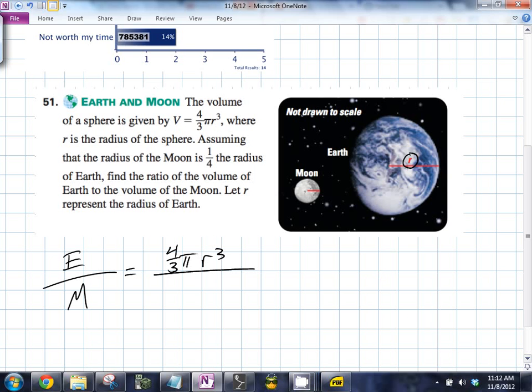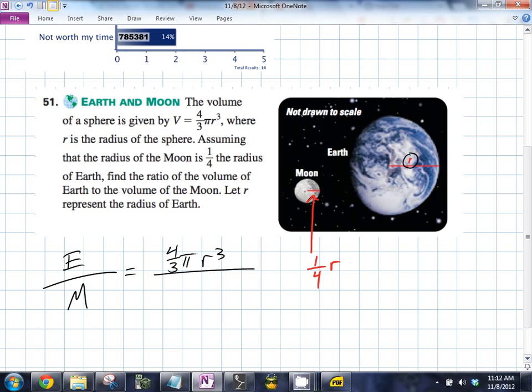Oh wait, are you doing the Earth thing? We just did the Earth. We just said it right there. Oh, okay. We don't know what it is, so you keep it in r. So if that one's r, what's the radius of the moon? 1/4 what? R. If the radius of the Earth is r, which it says right there, what's the radius of the moon going to be? 1/4 r. So what do you plug in?